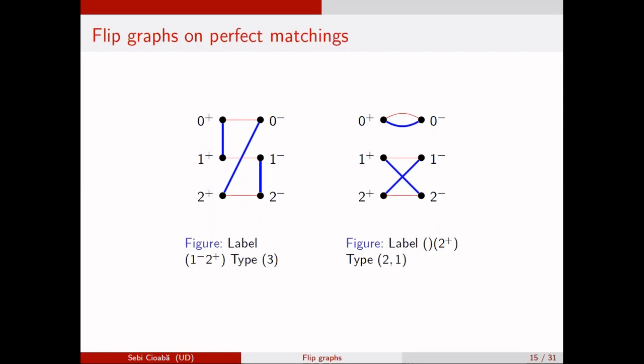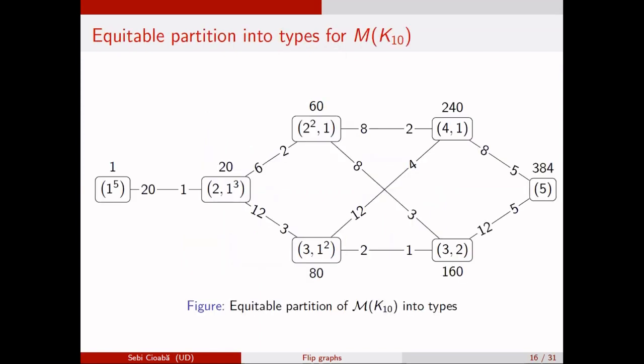So we have a label and we have the type, and the partitions into the types are going to give us an equitable partition. And this is an example of an equitable partition for MK10. So this is the one that has type 1,5. This is the identity perfect matching, and then you have 2, 1, 3, and all these other ones. So it's fairly easy to see how you have edges between these various types and so on. So that's a kind of partition for this big graph on 945 vertices. Okay.